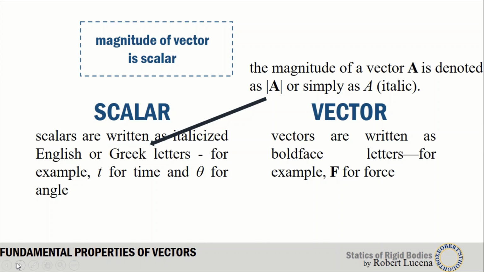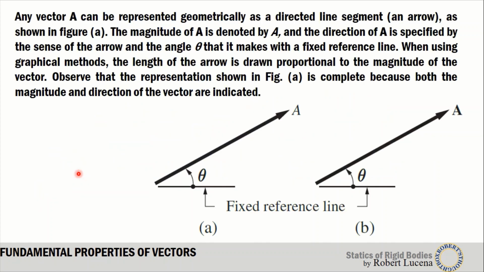So this vector has a magnitude that is A, written in italicized form, and it is scalar because the magnitude is scalar. Any vector A can be represented geometrically as a directed line segment or an arrow, as shown in this figure.